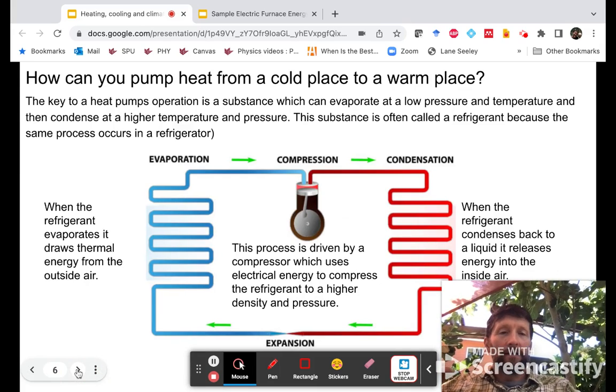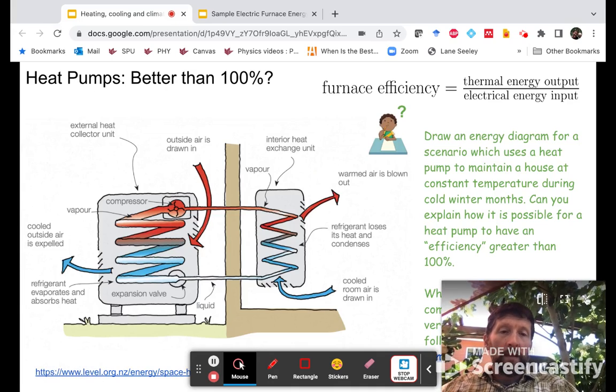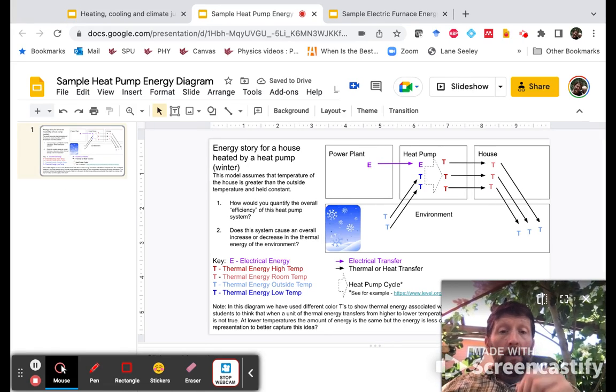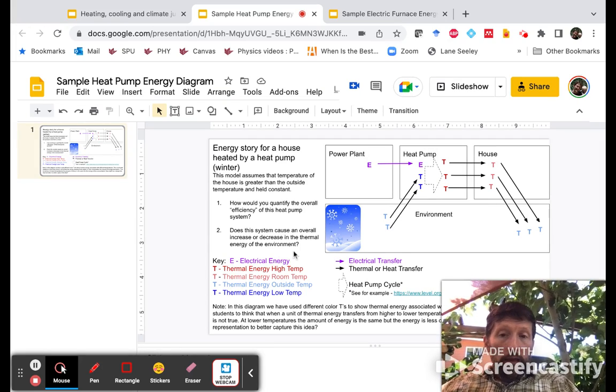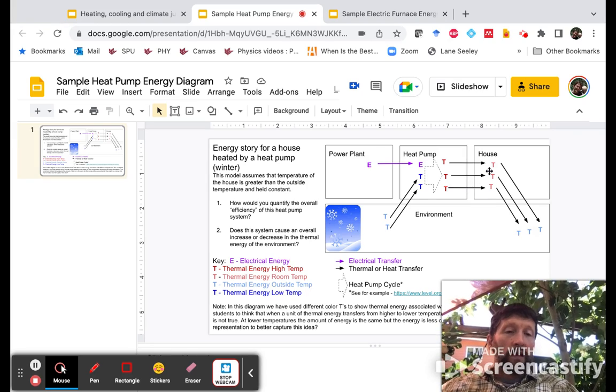We spend some time looking at the basic physics of how that process works, and then the students get a chance to try to model that with an energy diagram. And I'll just show you. Here's an example of one version of an energy diagram, where you can see that there's a lot going on here, but the key difference is that now we have some electrical energy coming from the power plant, but also we're pulling thermal energy from the cold air in the environment, and all of that energy, thermal and electrical, is being transformed into thermal energy at a higher temperature, right? And that thermal energy is the thermal energy which then heats the house.